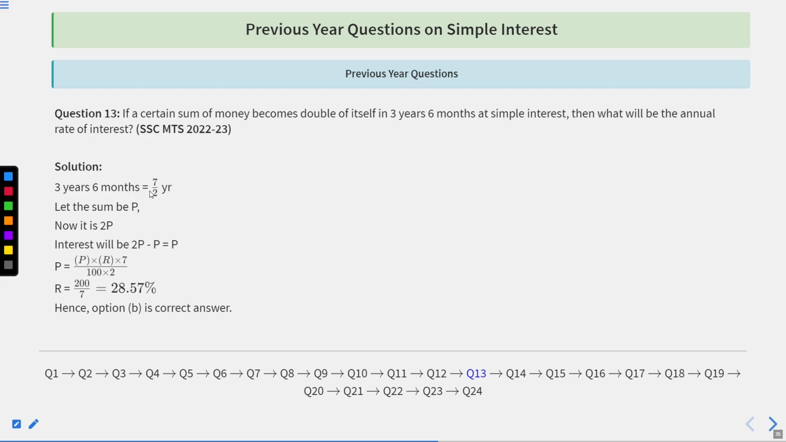So 3 years 6 months means 7 by 2 years, and let us suppose the sum of money that was invested is P, and now it is 2P after 7 by 2 years. So the interest will be 2P minus P, that is P. So P is equal to P into R into 7 upon 100 into 2. So R is equal to 28.57%. So the option correct here is option B.